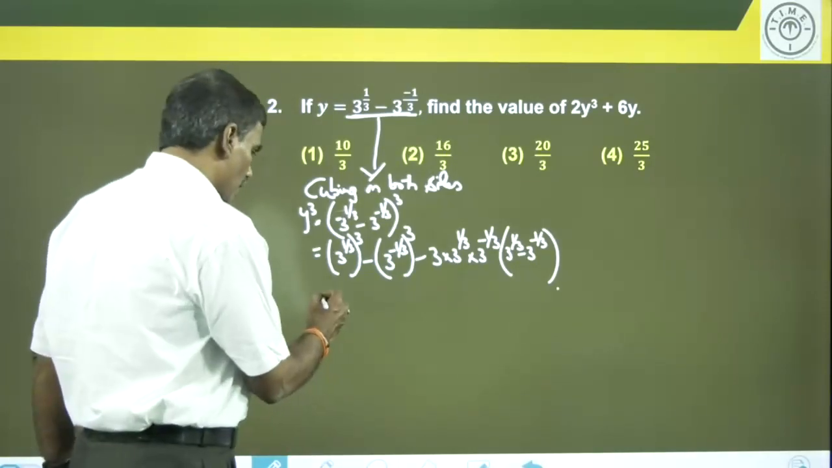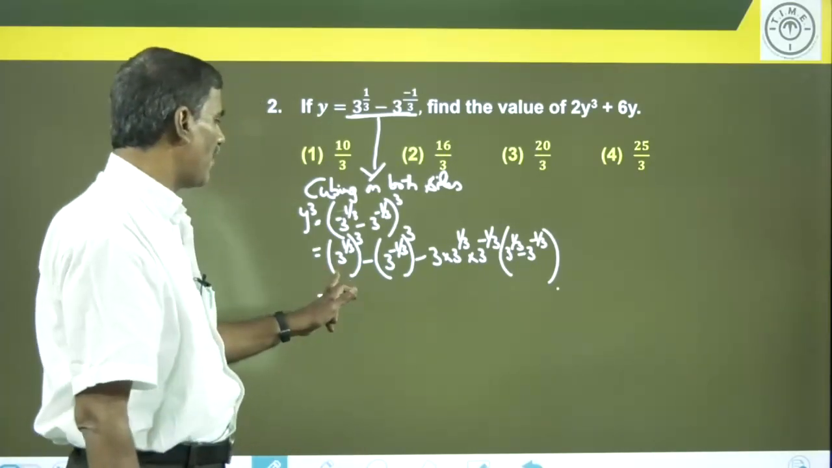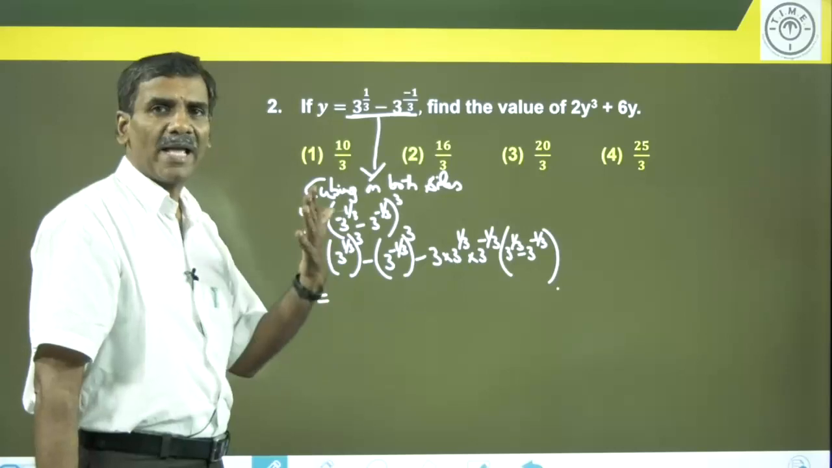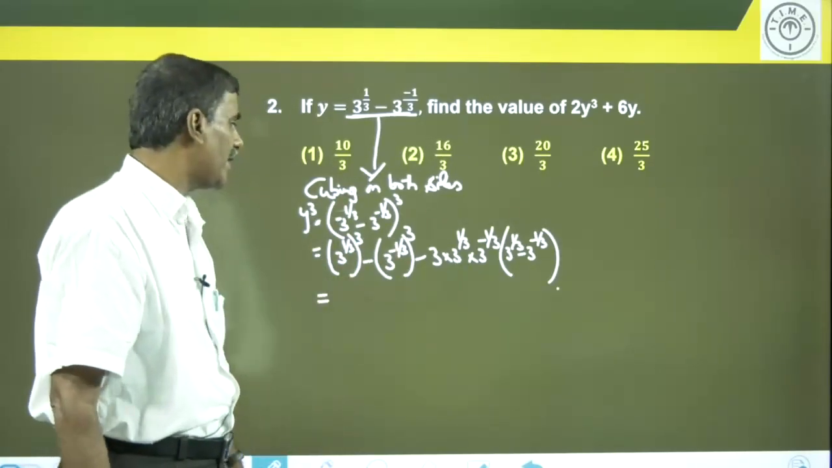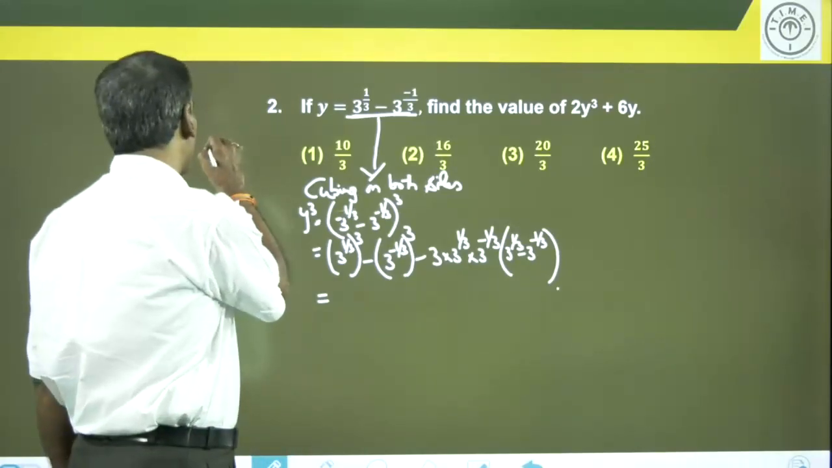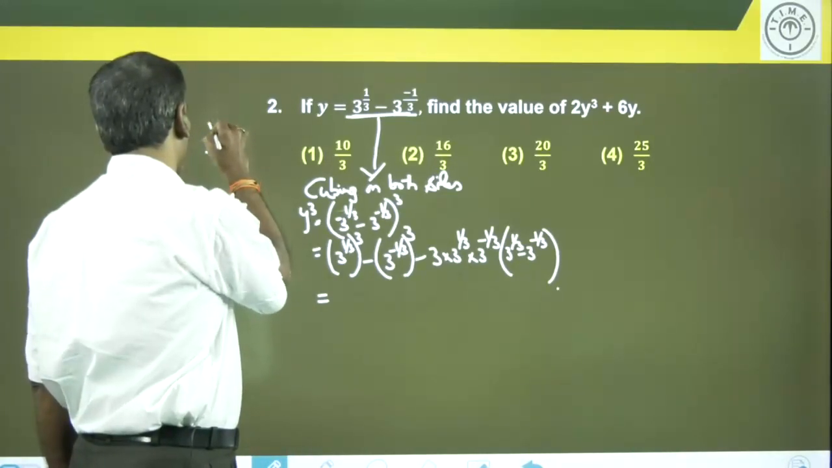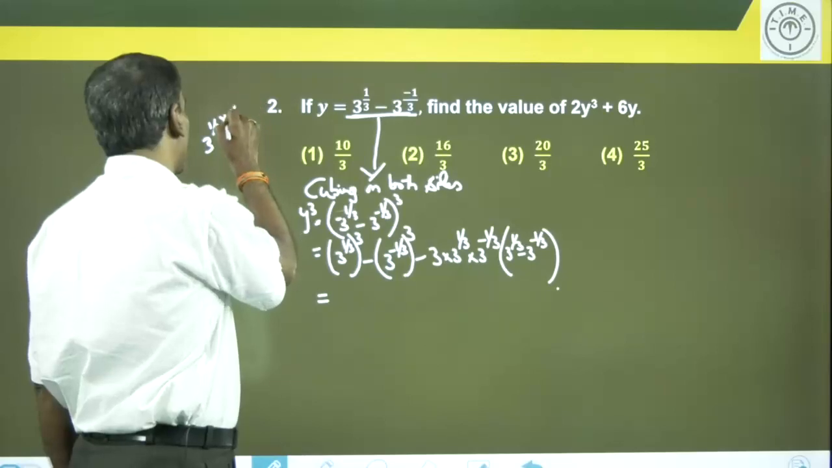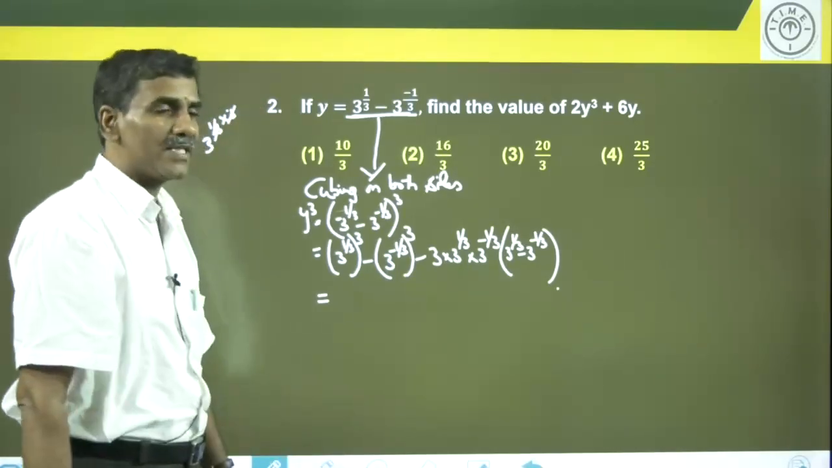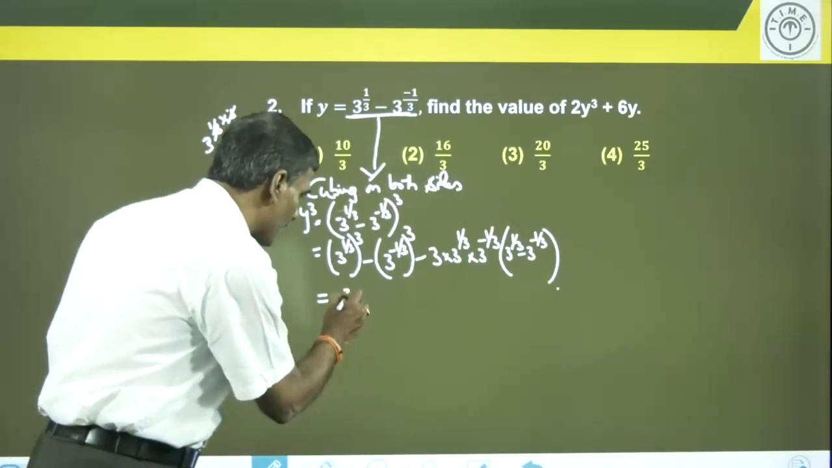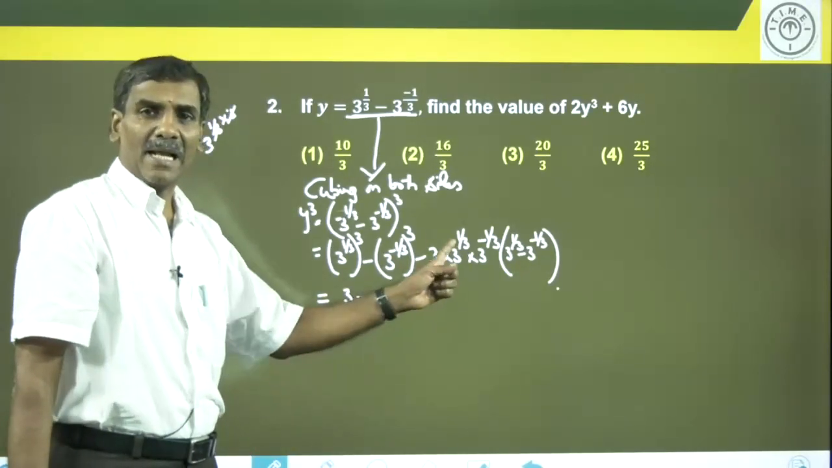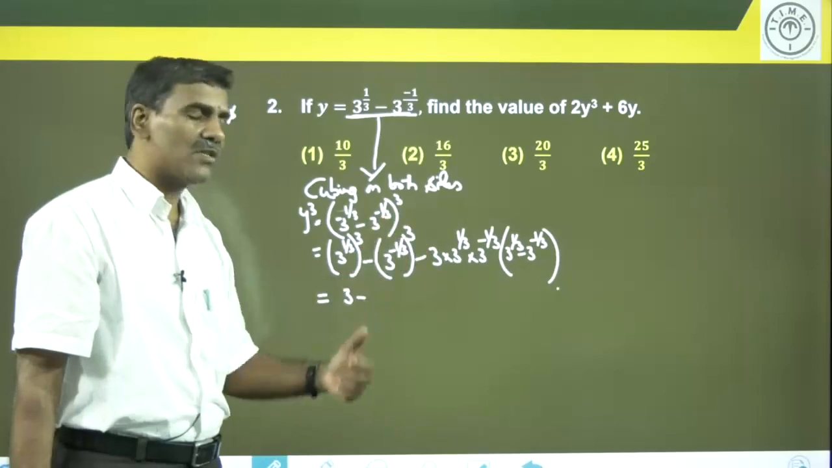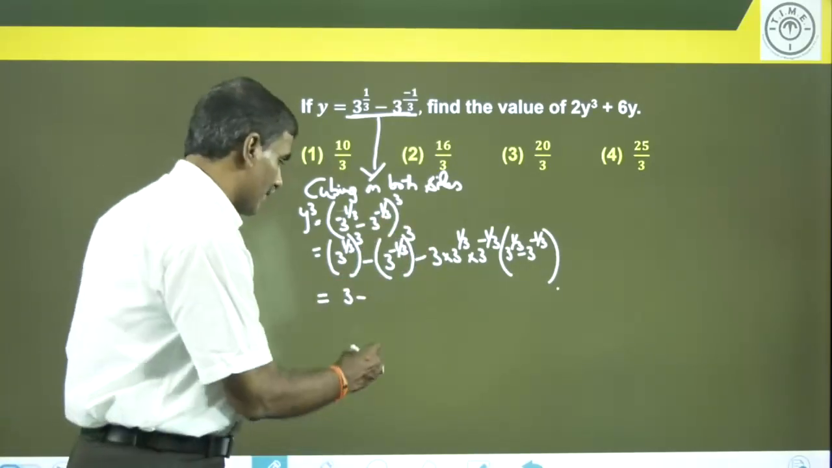Now, this is basically (3 power 1 by 3) whole power 3. (a power m) whole power n will be a power m into n. So that will become 3 power (1 by 3 into 3), so that will become basically 3 only, right or not? Because 3 and 3 can be cancelled. So it will become 3 simply. And what we can say about this one, the 3 will again be cancelled with 3, but 3 power minus 1 is nothing but 1 by 3 we will be having there.